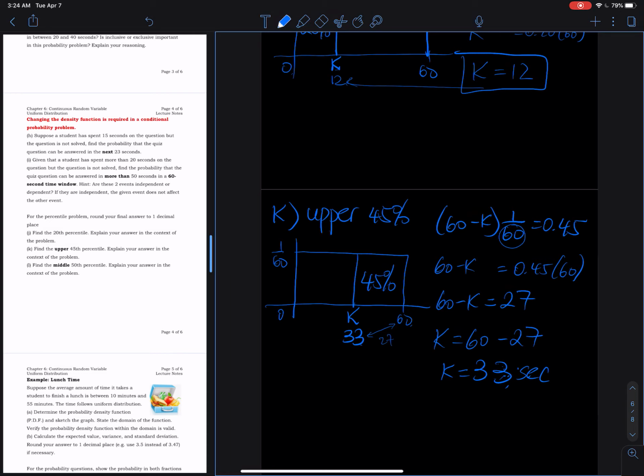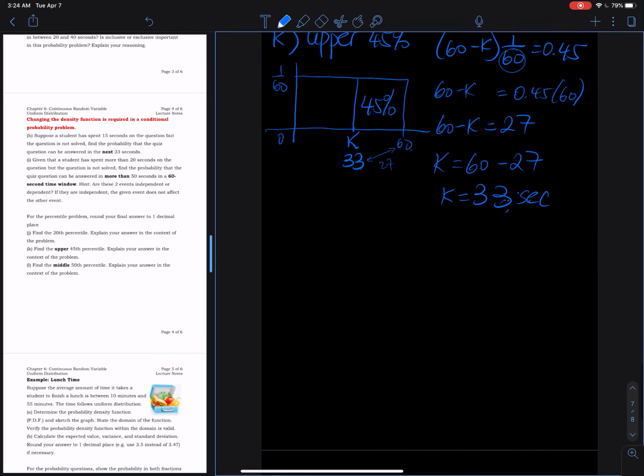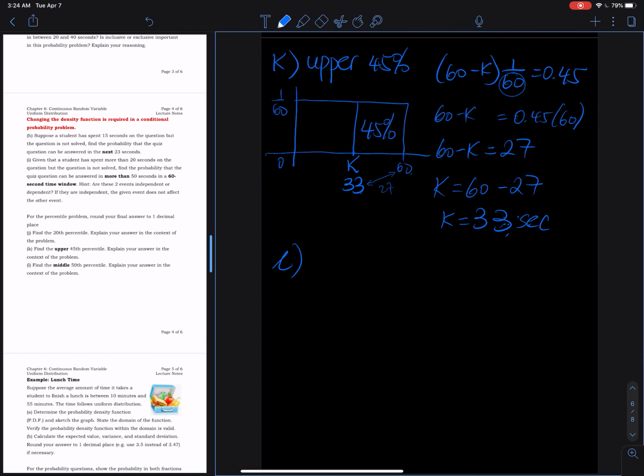All right, moving on to L. So L is the middle 50%. From 0 to 60, we cut 50% right in the middle. That gives me a big problem. That big problem is this is a J, this is a K. We have two unknowns.